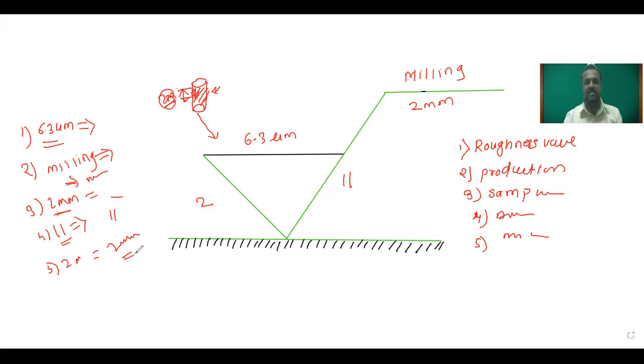See, this is the meaning of that surface roughness symbol. Understood? Which information will we get from this surface roughness symbol? Yes, roughness of surface, production method, sampling length, direction of lay, and machining allowance. That much information we will get from this surface roughness symbol.